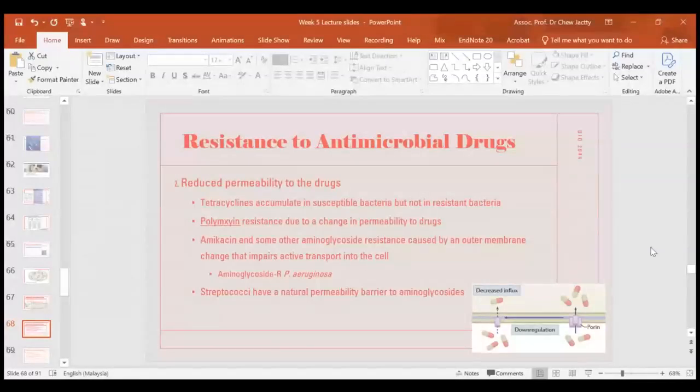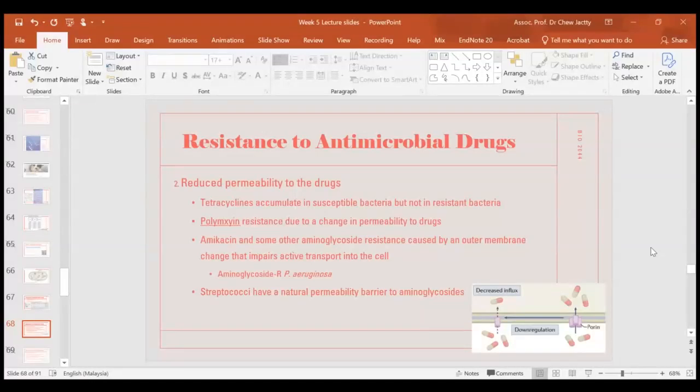Second mechanism, bacteria can also reduce permeability to drugs. So if drugs target, for instance, nucleic acid synthesis or metabolic pathways or protein synthesis, if the drugs don't go into the bacteria, then that's the end of the story, right? So bacteria can reduce the permeability to drugs as a way to overcome antibiotics.